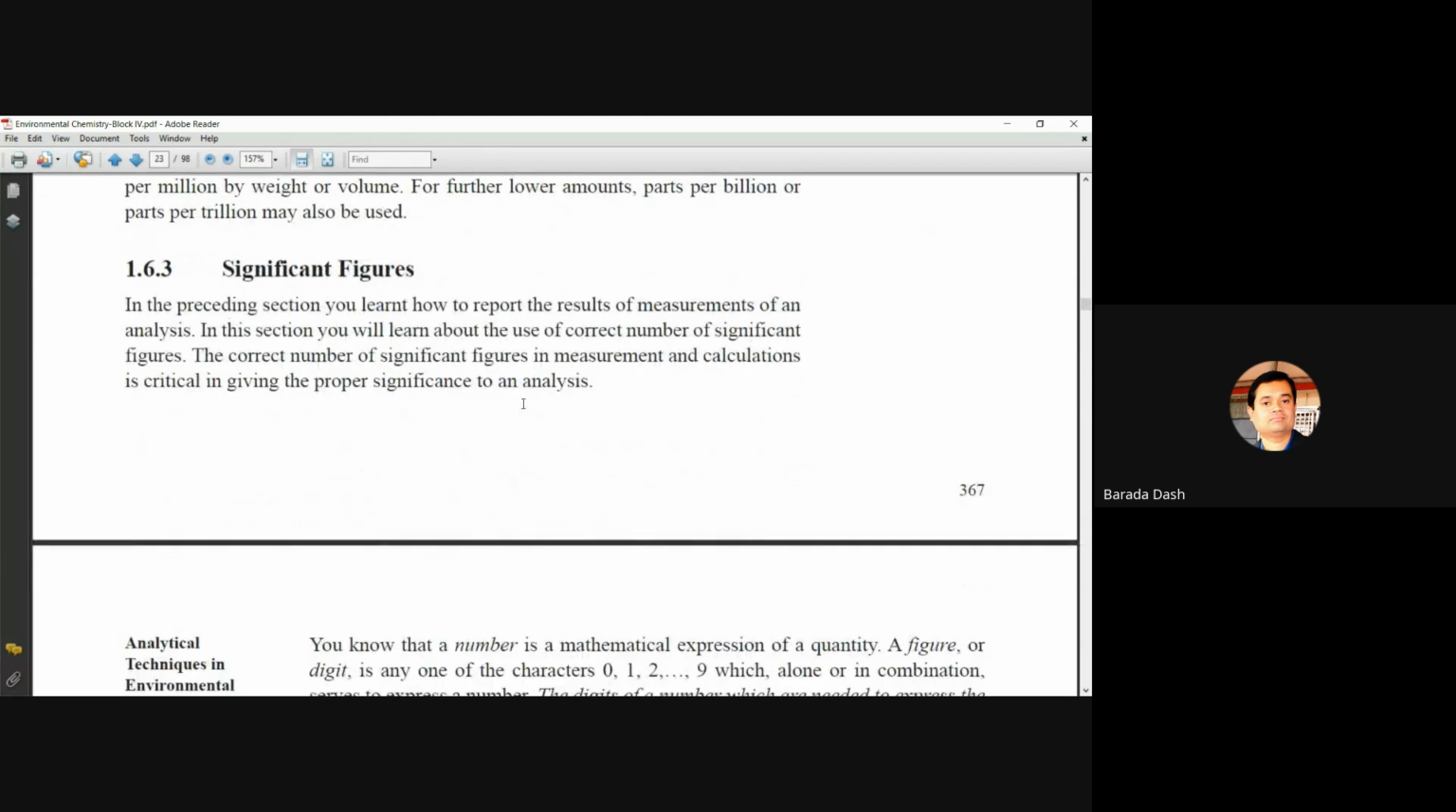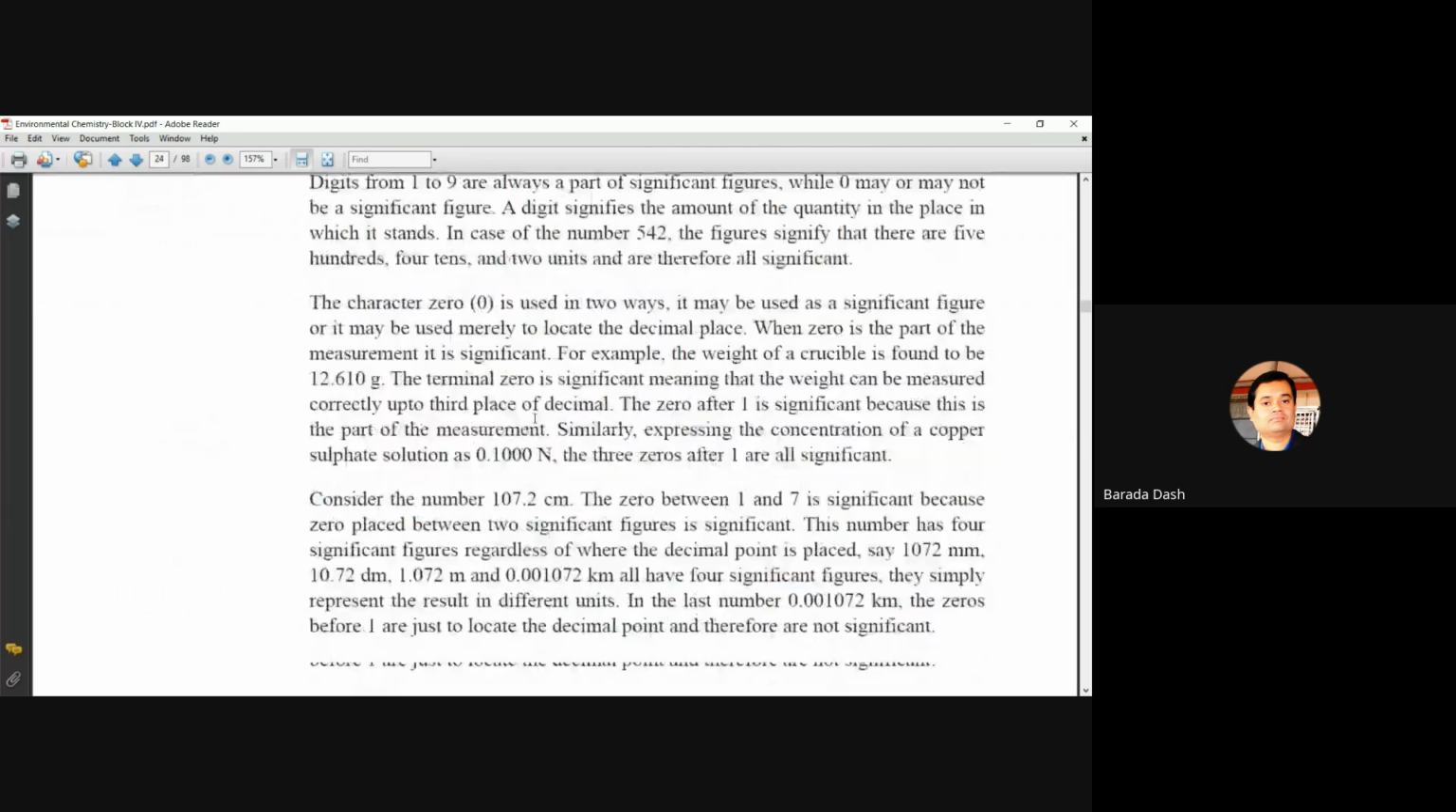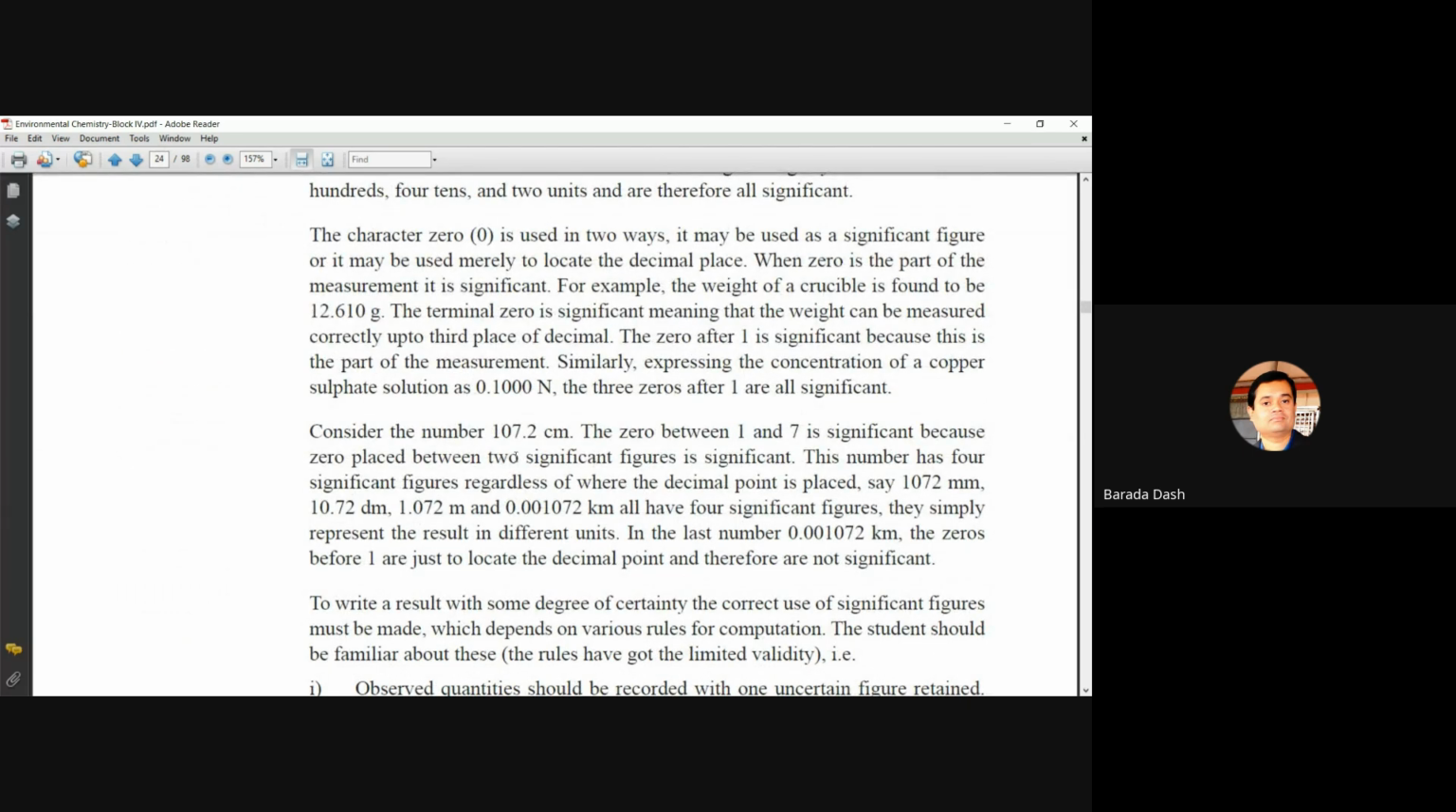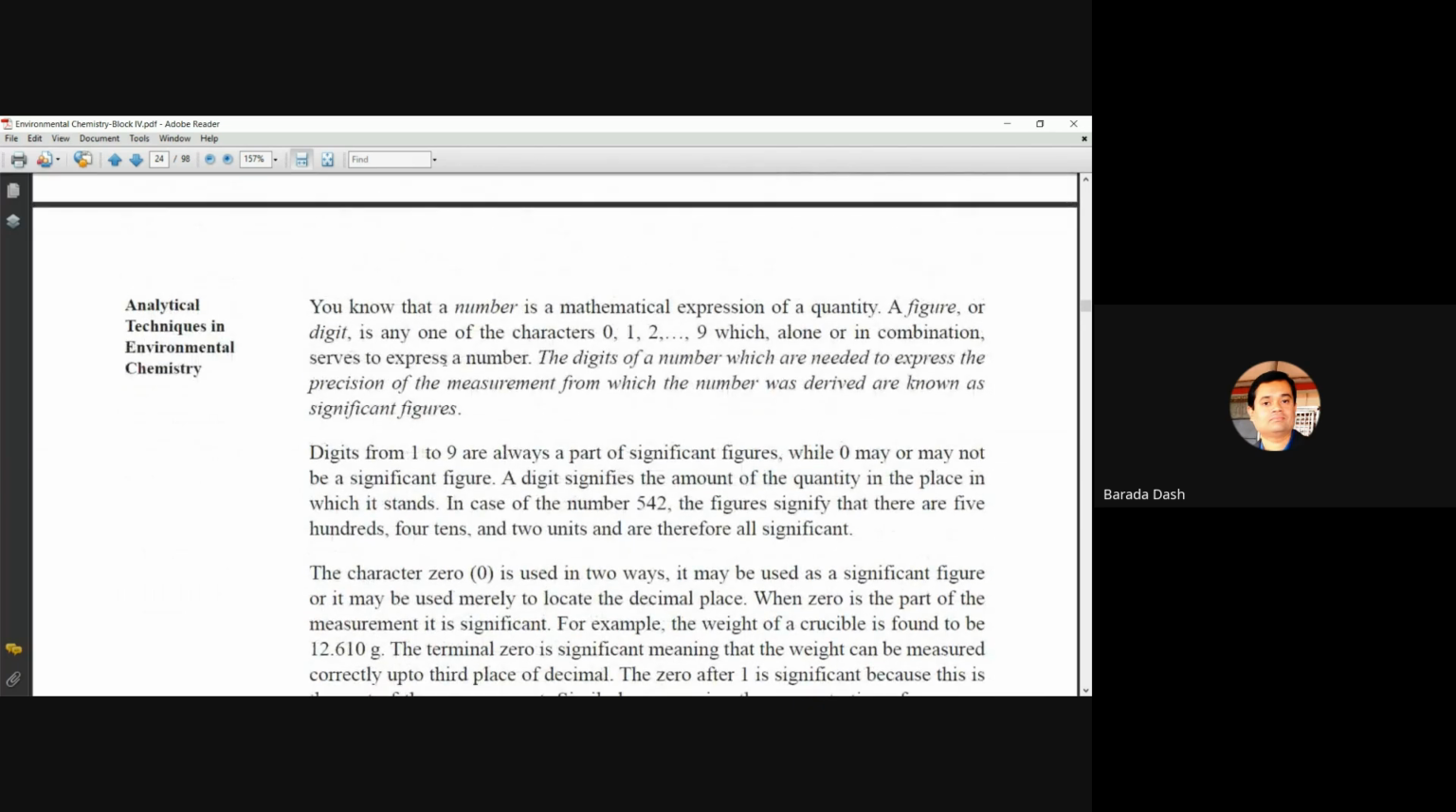Next is significant figures. In the preceding section, you learned how to report the results of measurements of an analysis. In this section, what are significant figures? A number is a mathematical expression of quantity. A figure or digit is any one of the characters 0, 1, 2, 3, through 9. This is a figure or digit, which alone or in combination serves to express the number.